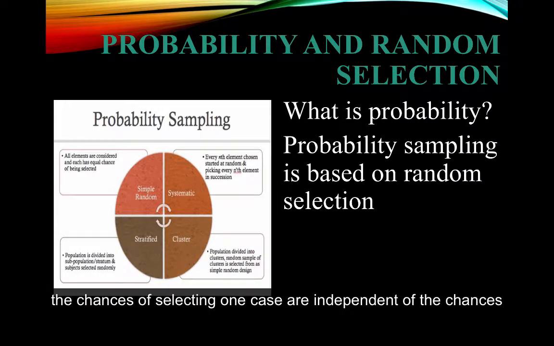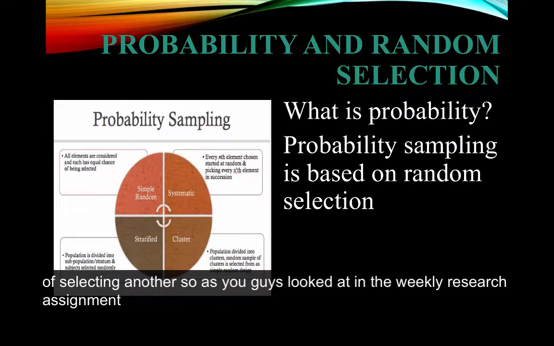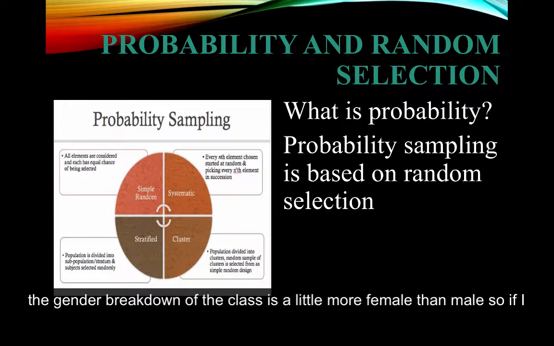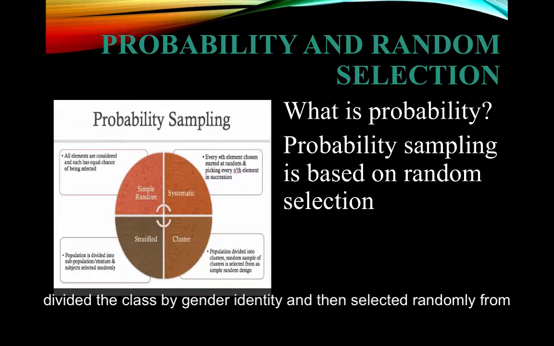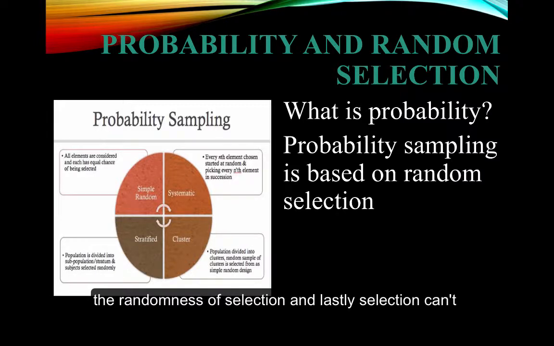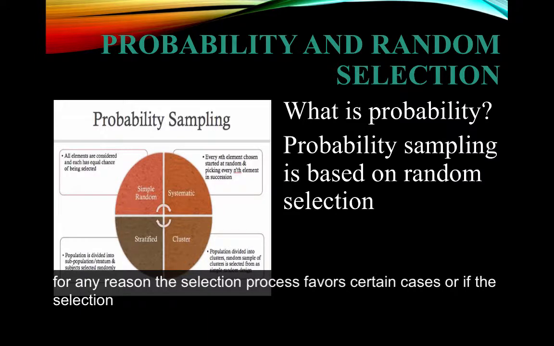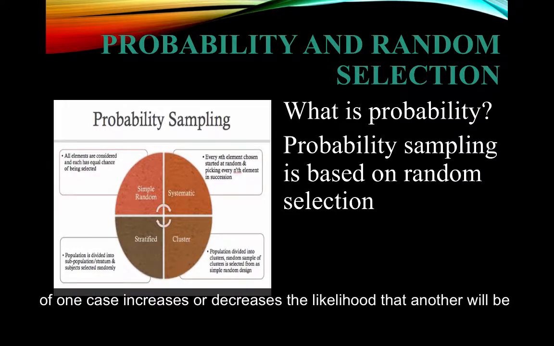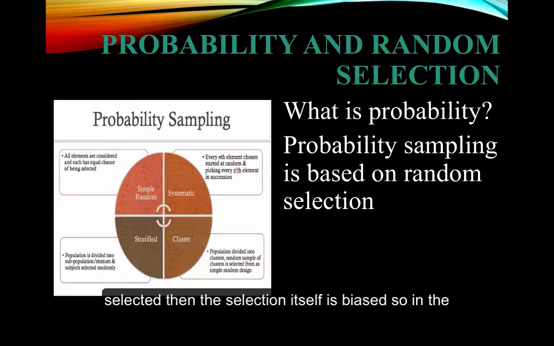Also, the chances of selecting one case are independent of the chances of selecting another. So as you looked at in the weekly research assignment, the gender breakdown of the class is a little more female than male. So if I just divided the class by gender identity and then selected randomly from those categories, if they're not well balanced, that could affect the randomness of selection, right? And lastly, selection can't involve physical mixing and human judgment. So if for any reason the selection process favors certain cases, or if the selection of one case increases or decreases the likelihood that another will be selected, then the selection itself is biased.